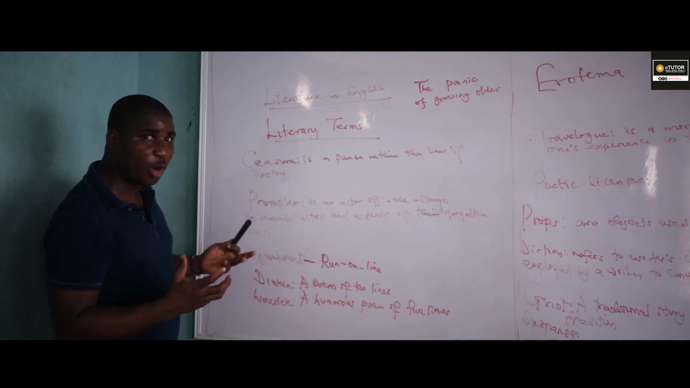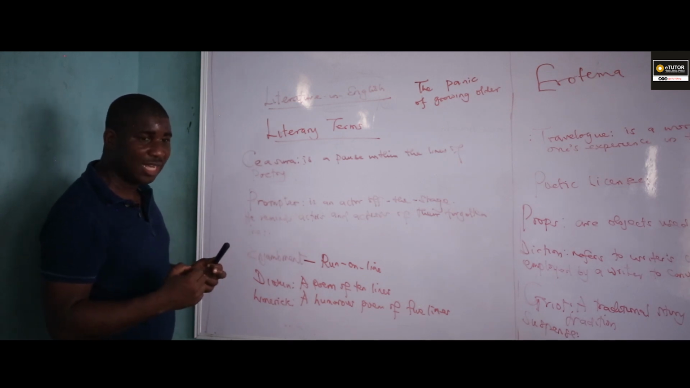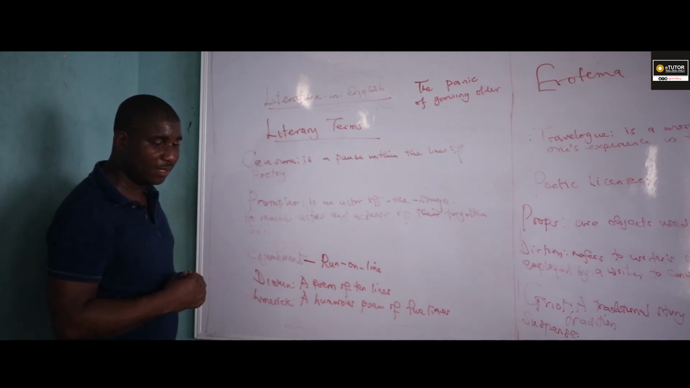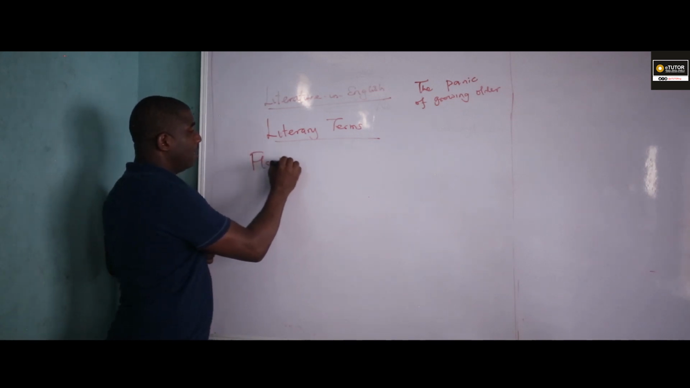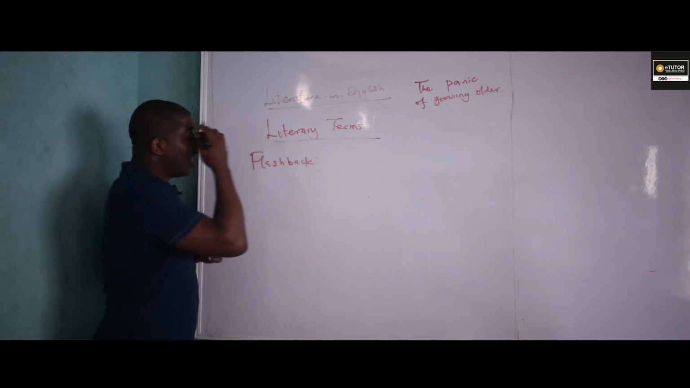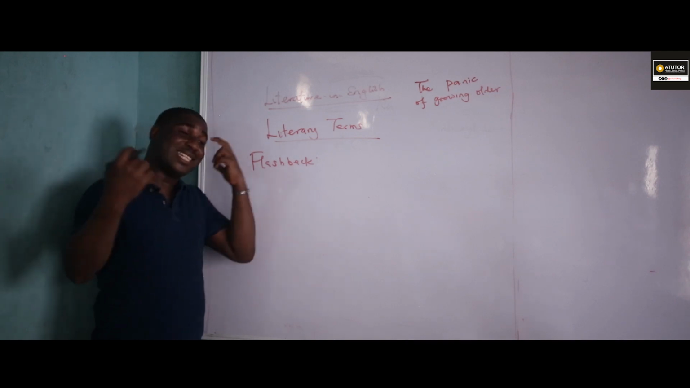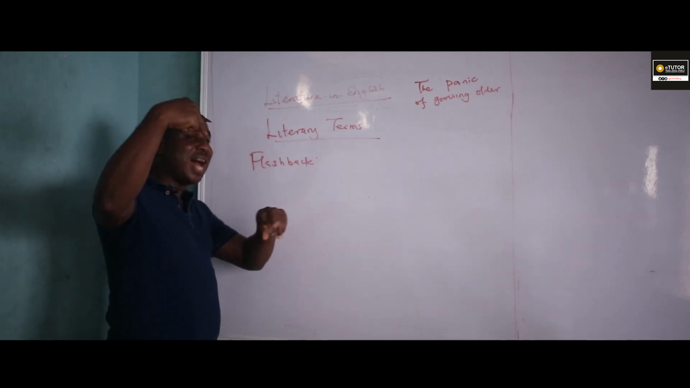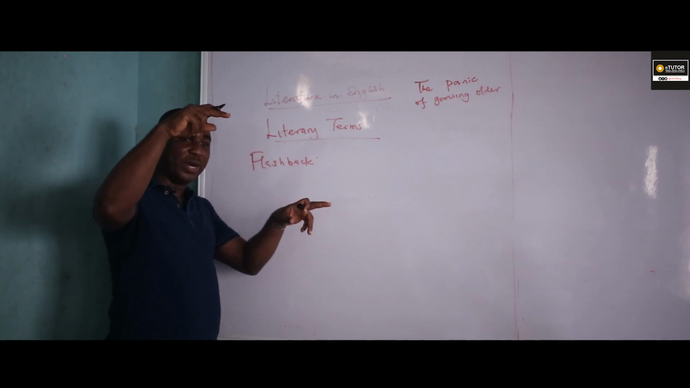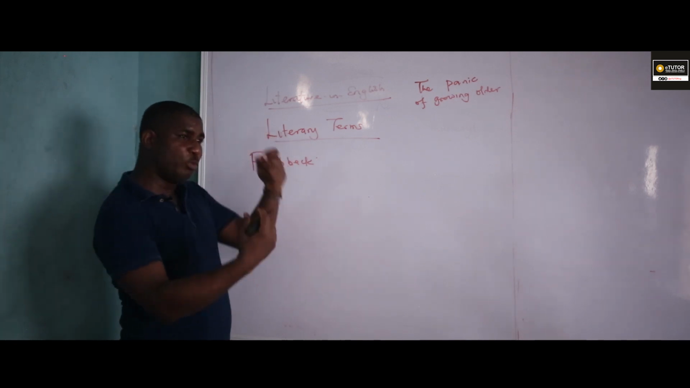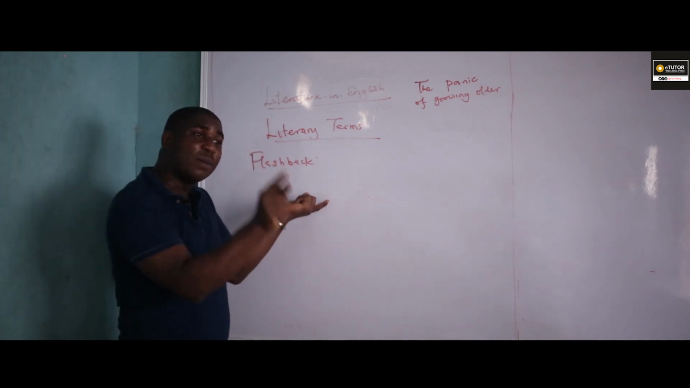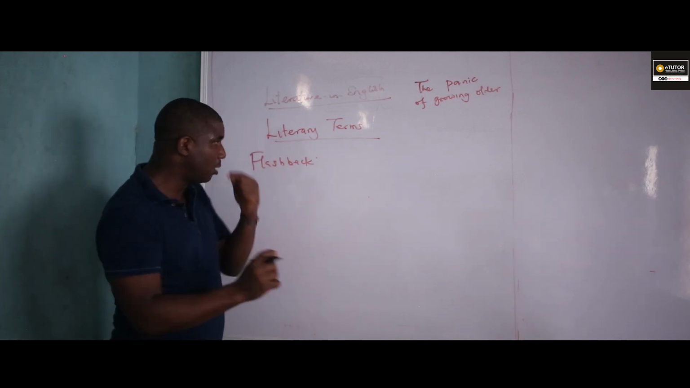I told you that a foyer is a large room in the theater that is meant for the audience. Now, what do you understand by flashback? Flashback is a narrative technique that is used to bring forward an action that took place in the past to the present. So, that is right.